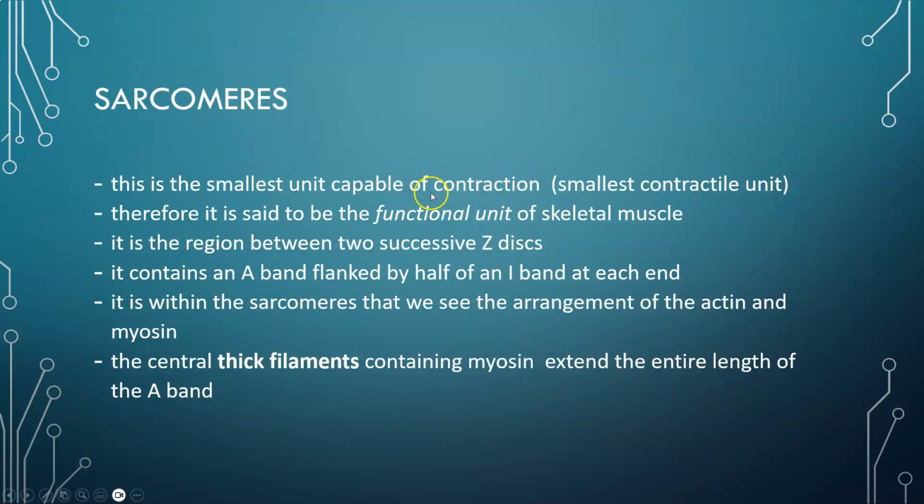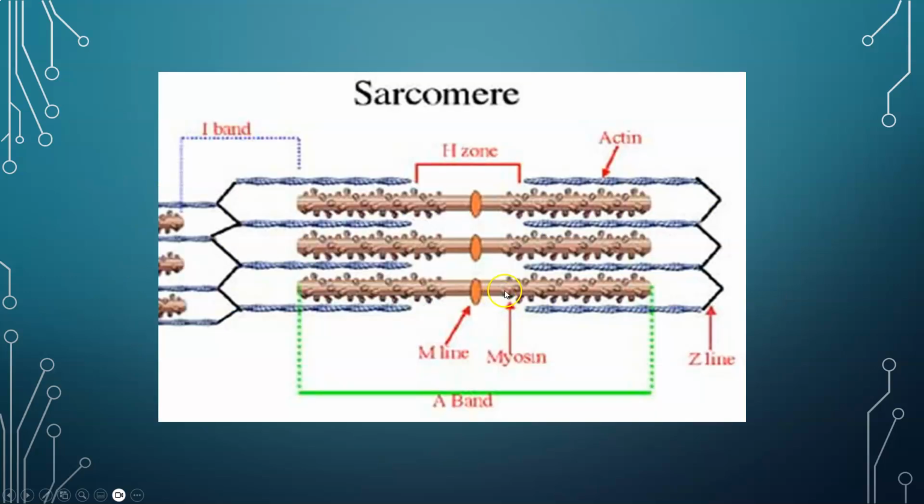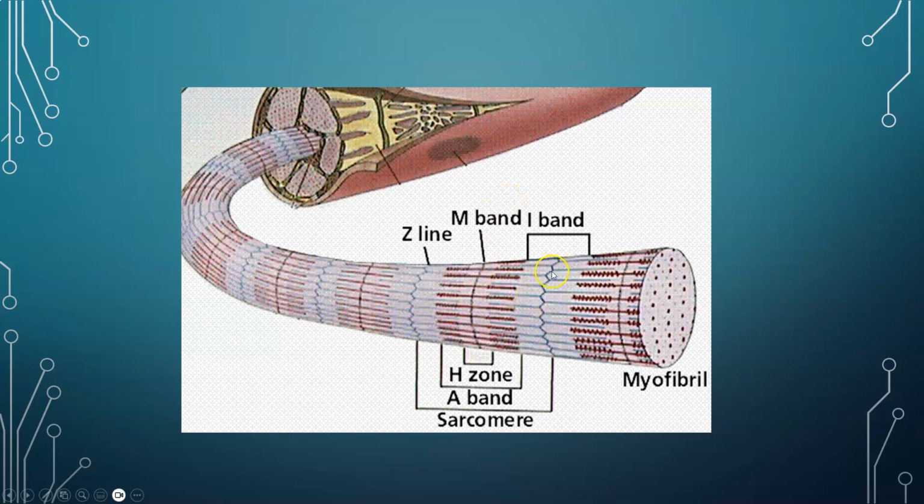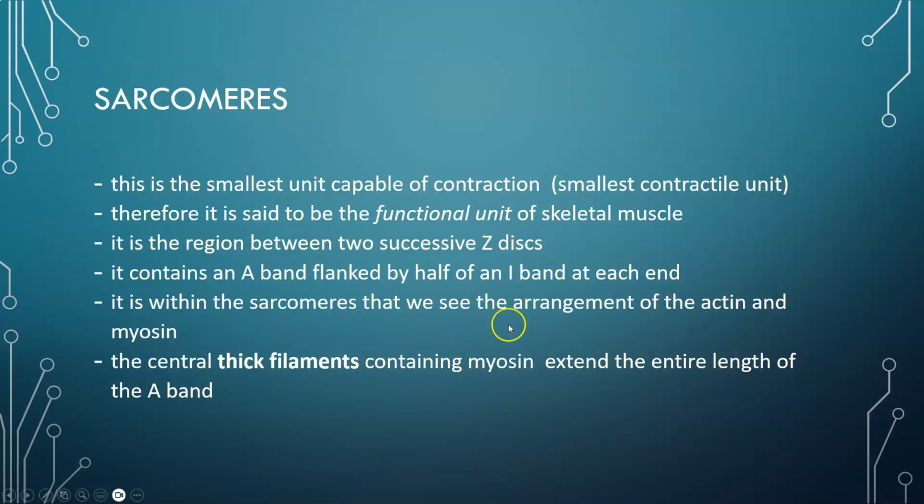So again, the sarcomere is the smallest unit capable of contraction. It is the region between two successive Z discs. If we go back here again, a sarcomere runs from Z disc to Z disc. So this area right here represents a single sarcomere. We'll look at this diagram as well. Z line or Z disc to Z disc represents the working sarcomere. All right, so it's the area of work and contraction.